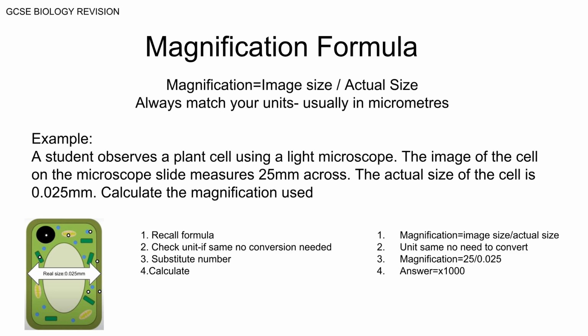Here's an example. A student observes a plant cell using a light microscope. The image of the cell measured 25 millimeters across on the microscope slide, but the actual size of the cell is 0.025 millimeters. So we just substitute the values into the formula. Magnification equals 25 divided by 0.025, which is equal to 1,000. So the magnification used in this case is 1,000 times.